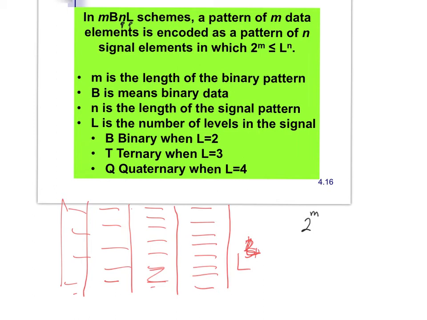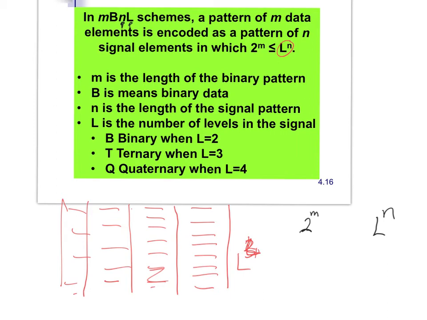In other words, the number of combinations in terms of signal elements, if you have arbitrary number of signal elements, each of them with L levels, is in fact L to the power n. So here we have the number of signal element combinations is L to the power n. The question now is, what is the relationship between the number of signal element combinations and the number of bit element combinations? Is it equal, greater than, less than?